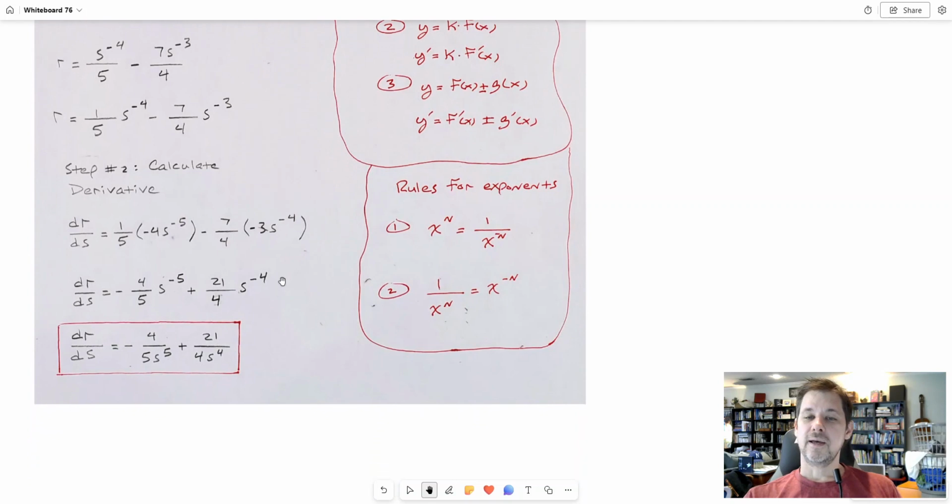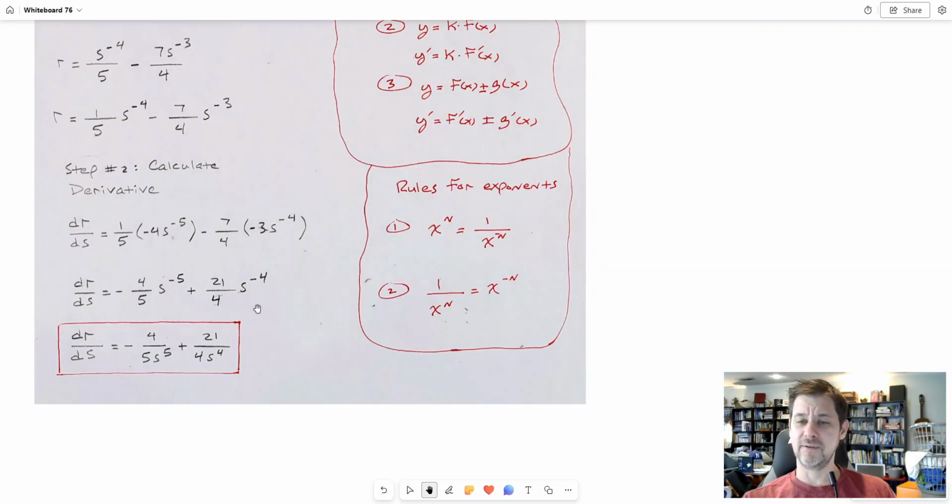Okay. Now from here, let's combine some things as we can. This is all multiplied. This says 1/5 times negative 4 times s to the minus 5. I'll go ahead and multiply 1/5 times negative 4. That's negative 4/5 right there. Here I have negative 7/4 times negative 3. First of all, a negative times a negative is positive. So notice the plus right there. And then 7 times 3 is 21. So it's positive 21/4.